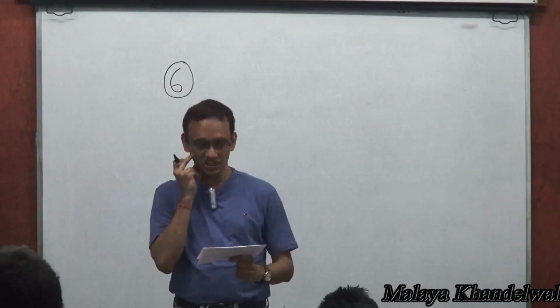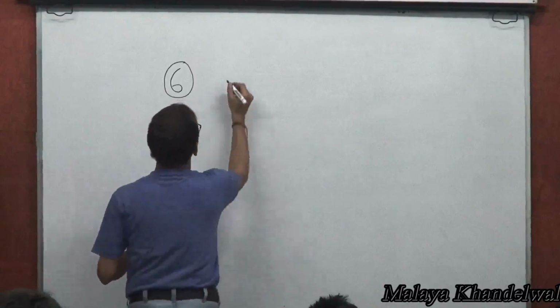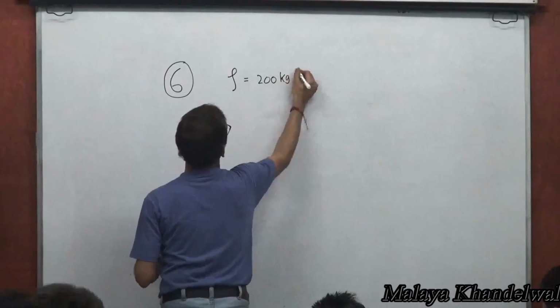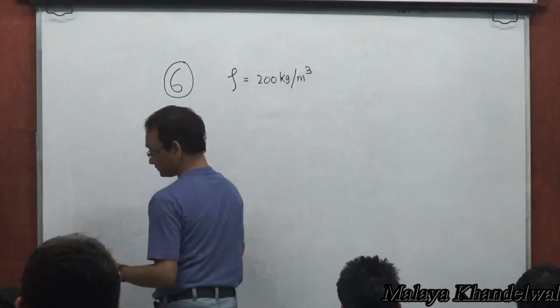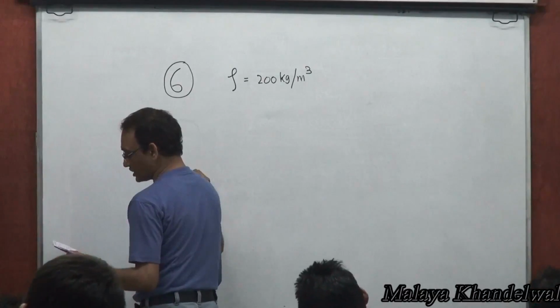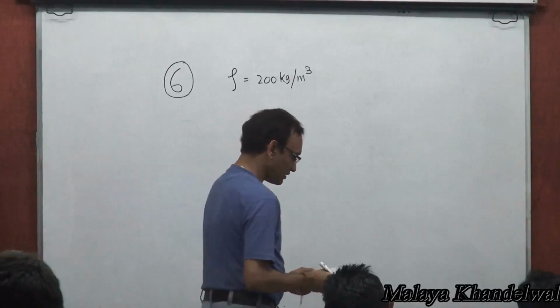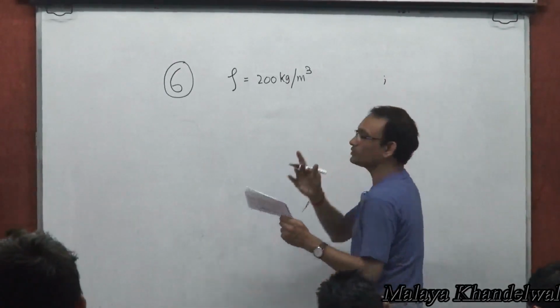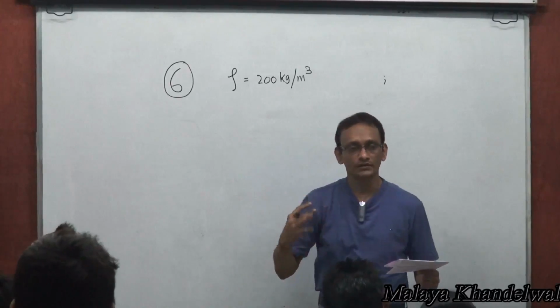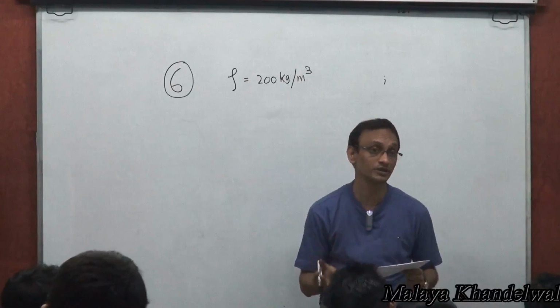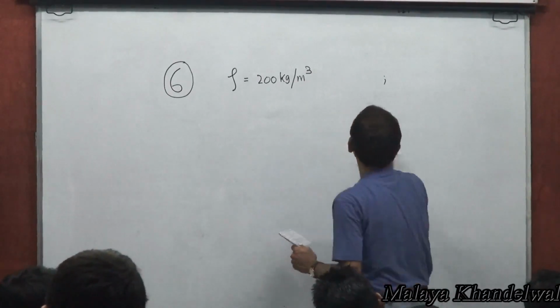A plane wave propagates along the positive x direction in a homogeneous medium of density rho equal to 200 kilograms per cubic meter, resulting in oscillation of the particles of the medium. Energy density of their oscillation: after all, if I'm exciting oscillations, then there is energy per unit volume in the medium because of the oscillations of the particles of the medium, SHM of the particles, right?